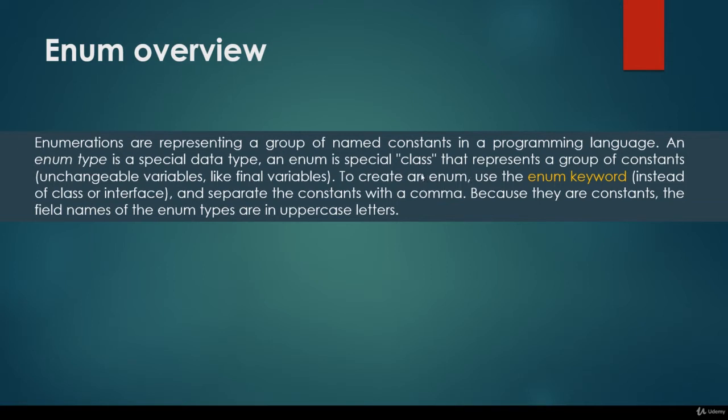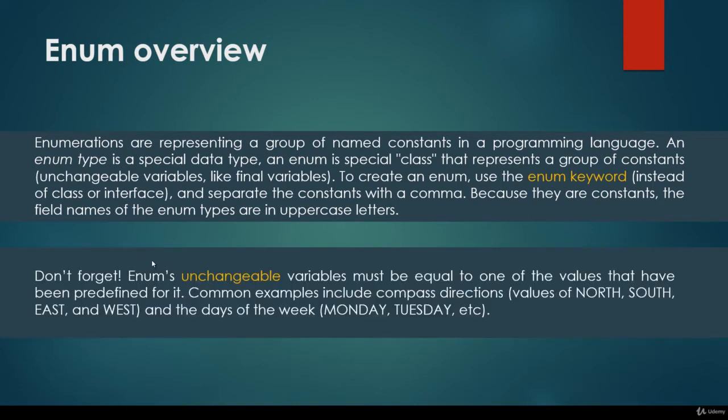In order to create an enum, we can use the enum keyword, so instead of a class or an interface, we can define an enum and separate the constants with the help of commas. Because they are constants, the field names of the enum types are in uppercase letters. What's crucial is that enums are unchangeable variables that must be equal to one of the values that have been specified. Common examples include directions such as north, south, east and west, or the days of the week, so Monday, Tuesday, Wednesday, up to Sunday. So these kinds of constant variables can be used as enumerations.